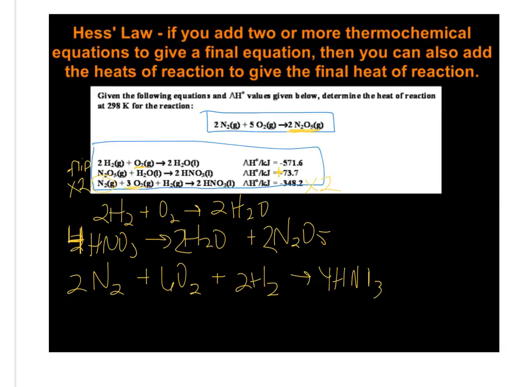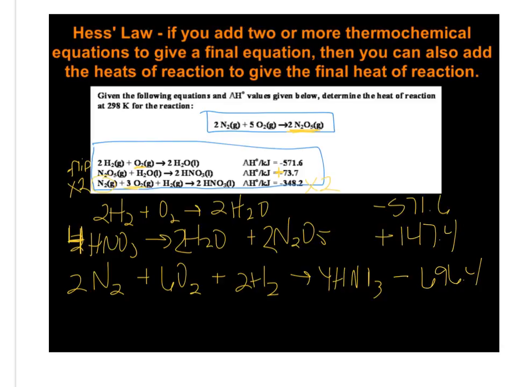So this one was still 571.6. This one, I flipped it and I multiplied it by 2. So that gives me 147.4. This one, I just multiplied it by 2. So that gives me 696.4. Okay. So let's see if this cancels out.